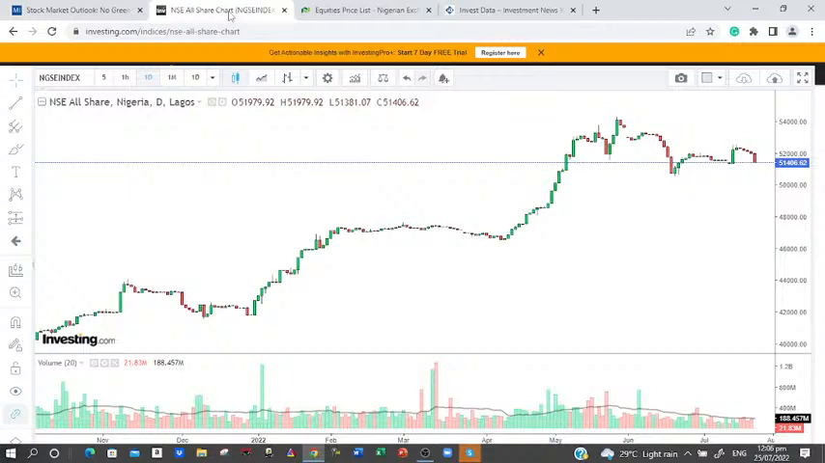But this morning, we're also seeing that because of step down or profit taking in MTN, the price has put the market down to almost around 51,400. Once we get to the technical angle, we'll look at it. But as we speak, our market is still in red.